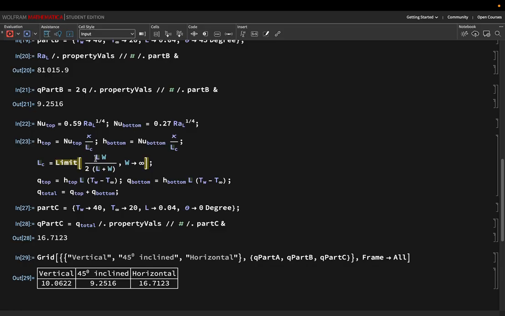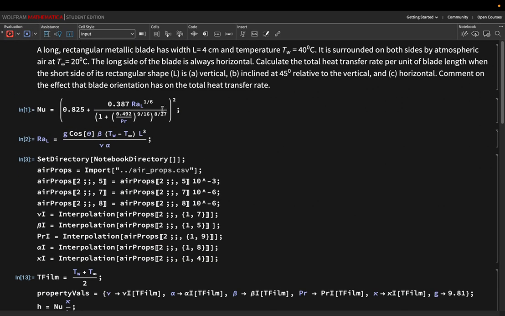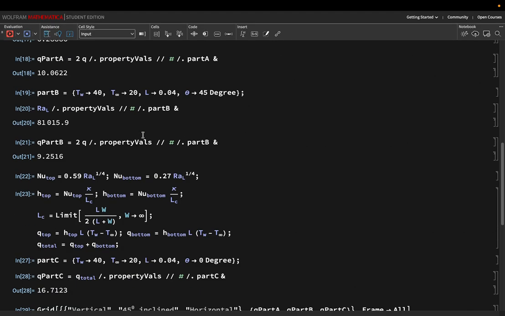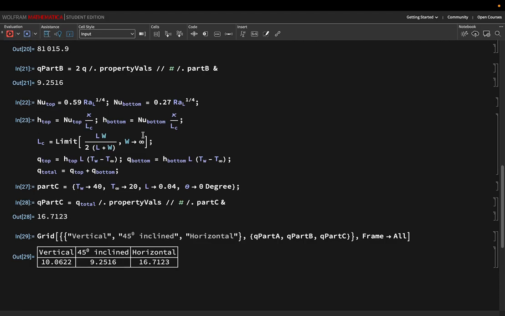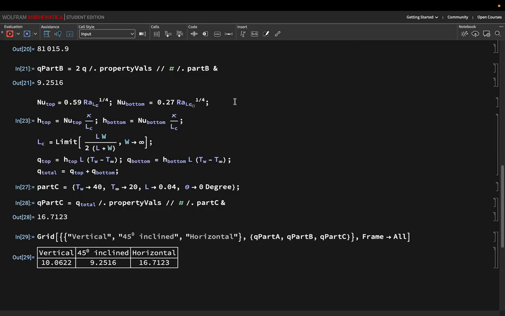I think I have done an incorrect substitution, but the thing is LC has to be used instead of L. Again, yeah, LC is used. So RA L is defined in terms of L instead of LC. Okay, maybe I should have used LC. Let me just correct this. I'll just write it LC.